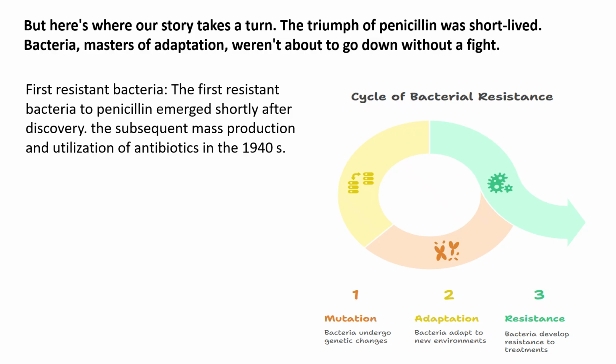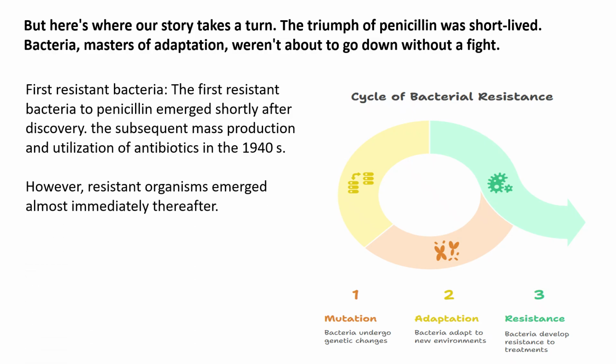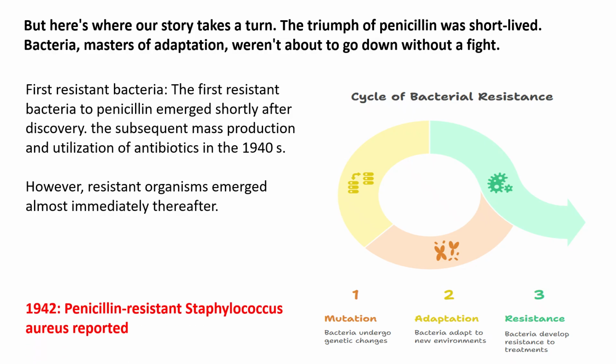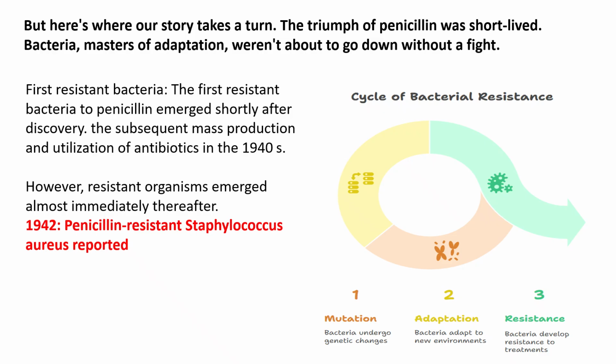The cycle of bacterial resistance actually has three stages. The first stage is the bacteria multiply, undergo mutation, genetic changes. Then it adapts to the new environment. And thirdly, the bacteria develop resistance to treatments. However, resistant organisms emerged almost immediately after the discovery of penicillin. In 1942, penicillin-resistant Staphylococcus aureus was reported. In 1953, tetracycline resistance was reported.